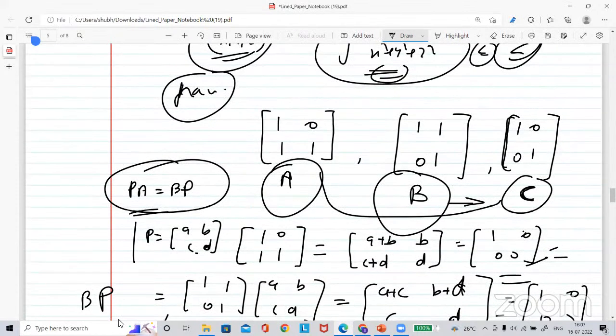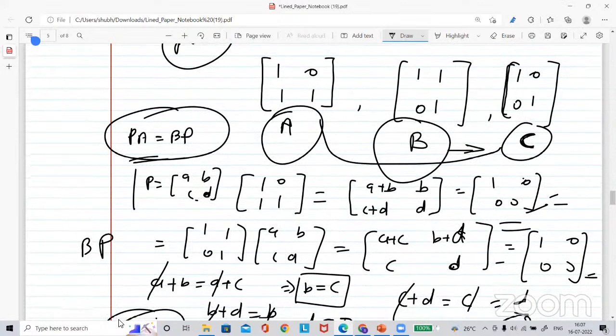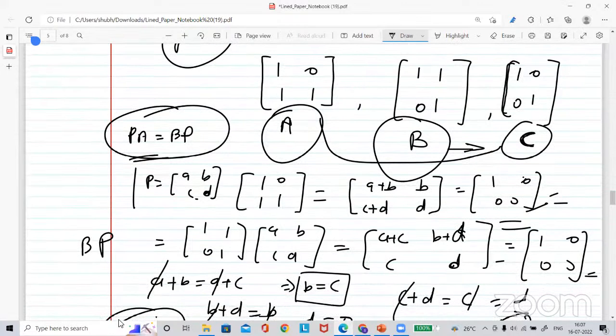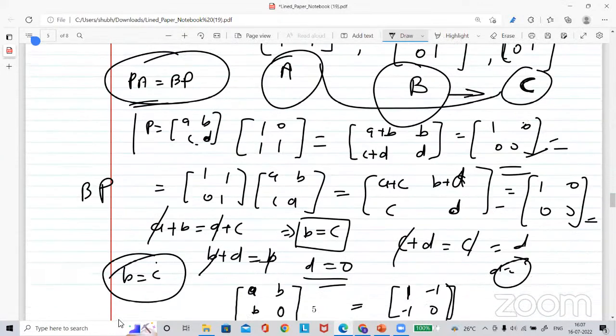But when we are doing this A, B, C, D, I am actually doing it only for P, not P inverse. Okay. Yeah, so if you got the idea.